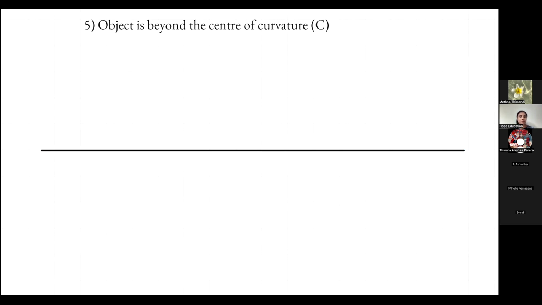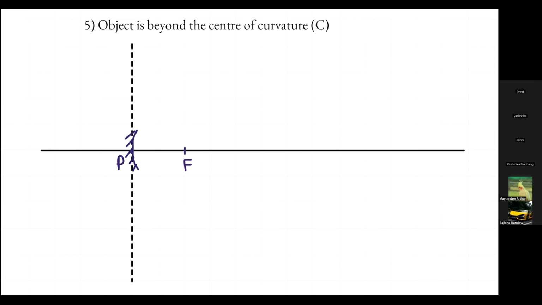Then this is my mirror. Just to show that it's a concave mirror, I will draw the shape of the mirror here. And then here I have my focal point. I put the focal point after a 2 squares gap. This is pole P.